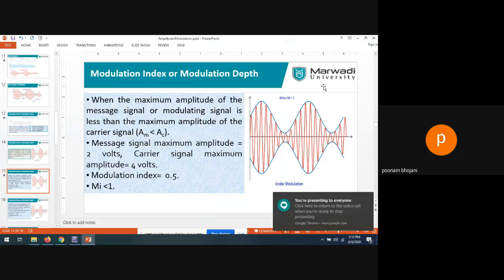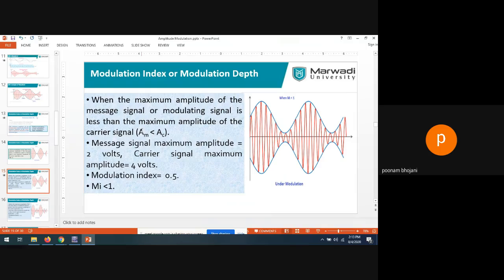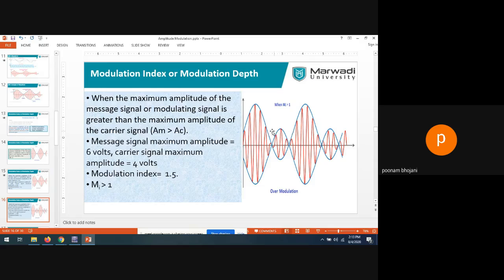It means AC is less than AM. Sorry, yes, AC is less than AM, or AM is greater than AC. So AC is less than AM means AC minus AM is a negative value. So your envelope will go to the negative axis. Let us see that waveform. You will get it like this.